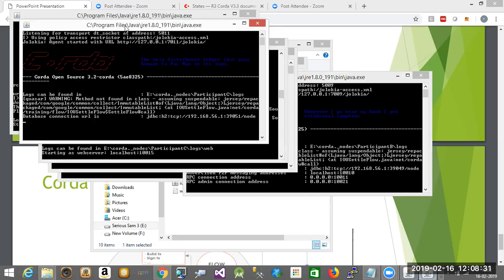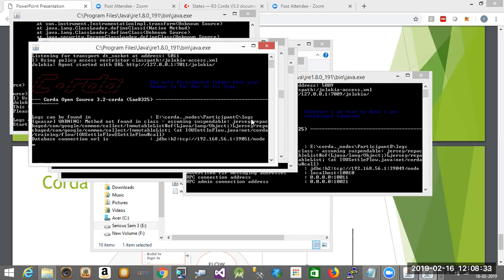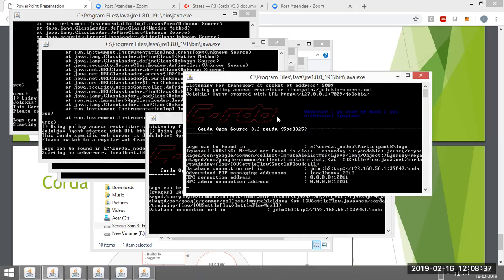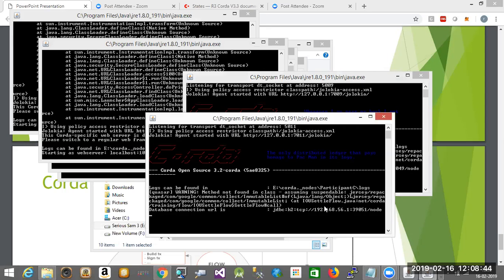So there are three nodes. If you look at this, this is one node and this is another node. Why is it using 7 processes? That is because there are two notary services, so you see two processes, and there are three nodes, and you have the H2 database as well. And you have the RPC API exposed for them. That's the reason you are seeing 7 processes.